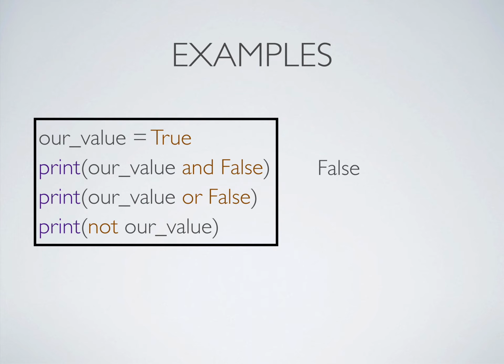Alright, the second print statement, our_value or false. Again, our_value is true, so it's true or false. Remember with "or," if one of them is true, the whole thing is going to be true. So true or false gives us true. And then not our_value, well, that's just going to give us the opposite. Our_value is true, so we will get false.